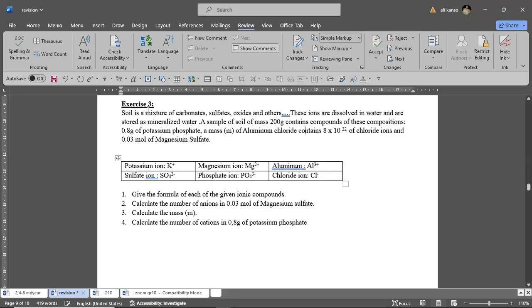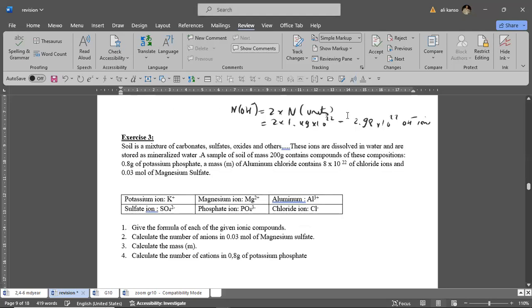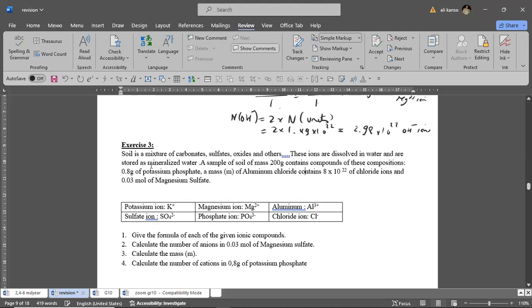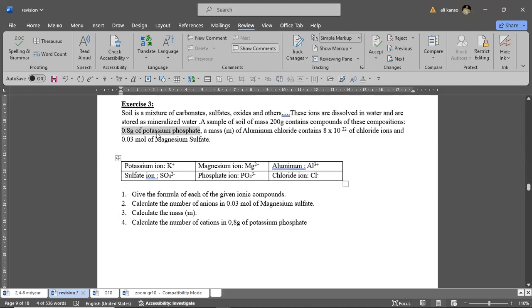Exercise 3. A soil is a mixture of carbonates, sulfates, oxides, and others. These ions are dissolved in water and are stored as mineralized water. A sample of soil of mass 200 grams contains compounds of these compositions: 0.8 of potassium sulfate. This is the first quantity.